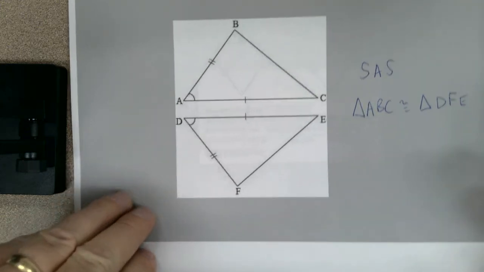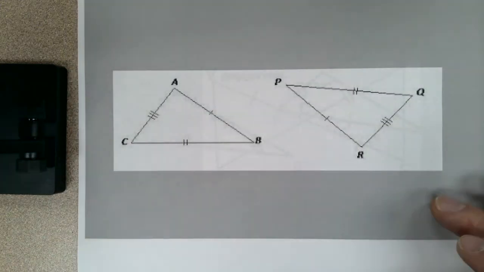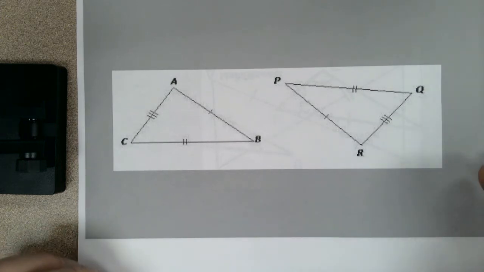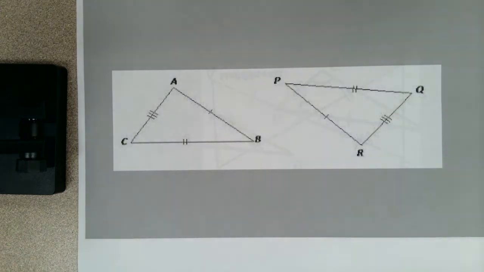Okay, let's go ahead and you try the next one on your own. So given this picture, go ahead right now, determine if the triangles are congruent. If they are congruent, state why, either side angle side or side side side, and then state your congruency statement.